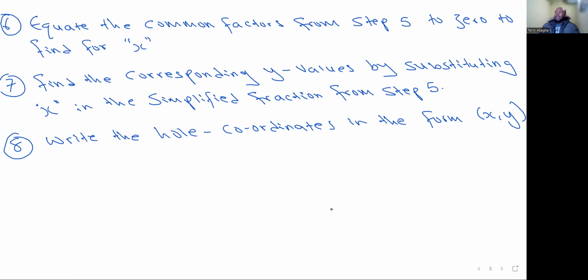So we're going to pick an example now. All right, so let's solve this question here. For example, let's say we're told to find the hole of the function.